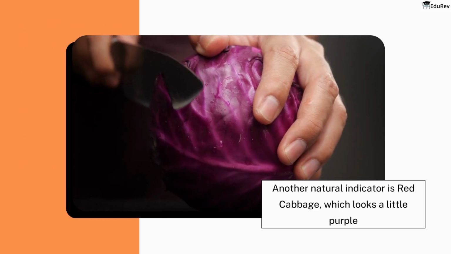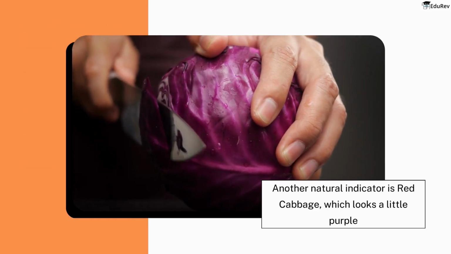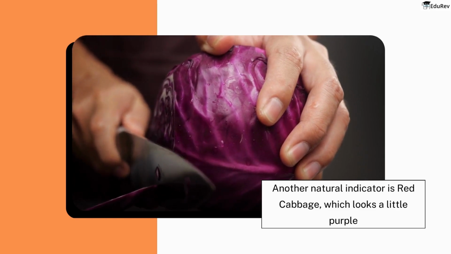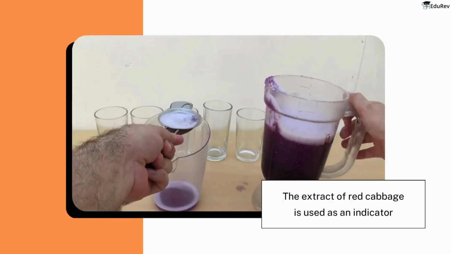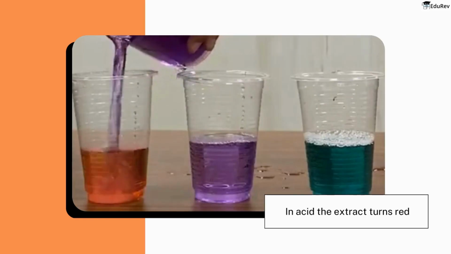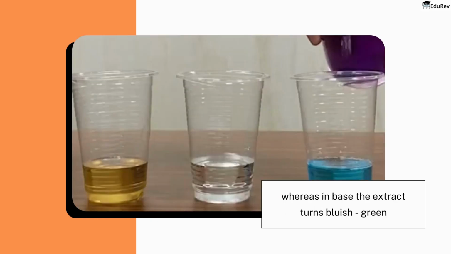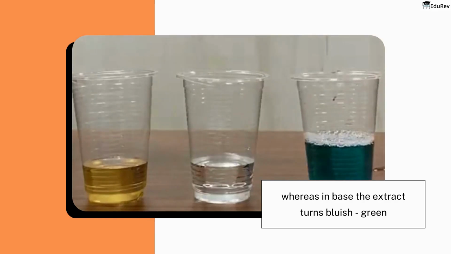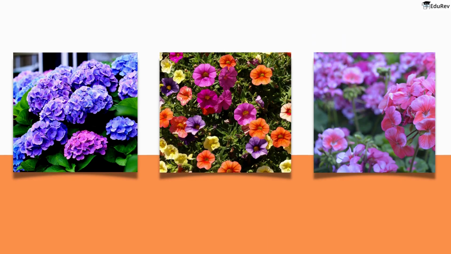There is one more natural indicator, which is red cabbage, and it looks a little purple. The extract of red cabbage is used as an indicator. In acid the extract turns red, whereas in base the extract turns bluish-green. Even petals of some flowers like hydrangea, petunia, and geranium can be used as indicators.